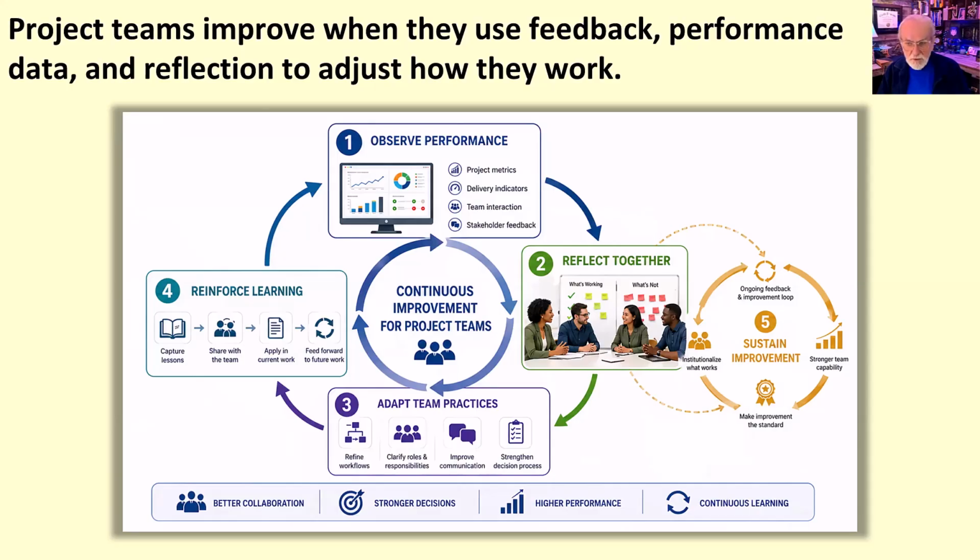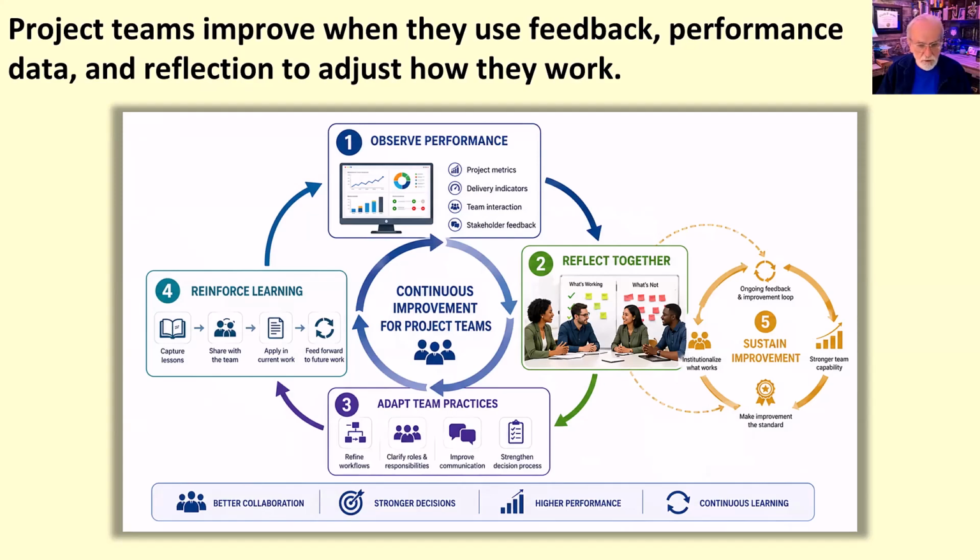PMBOK 7 emphasizes that project teams continuously review, discuss, adapt, and respond to change with the whole system in mind, and that performance domains should be evaluated through outcomes-focused measures rather than simple adherence to processes or artifacts. The idea fits here in that team learning should improve project outcomes while the work is still underway. The main point is that continuous improvement turns team performance into active management responsibility. And project managers help teams observe, reflect, adapt, and reinforce better ways of working.